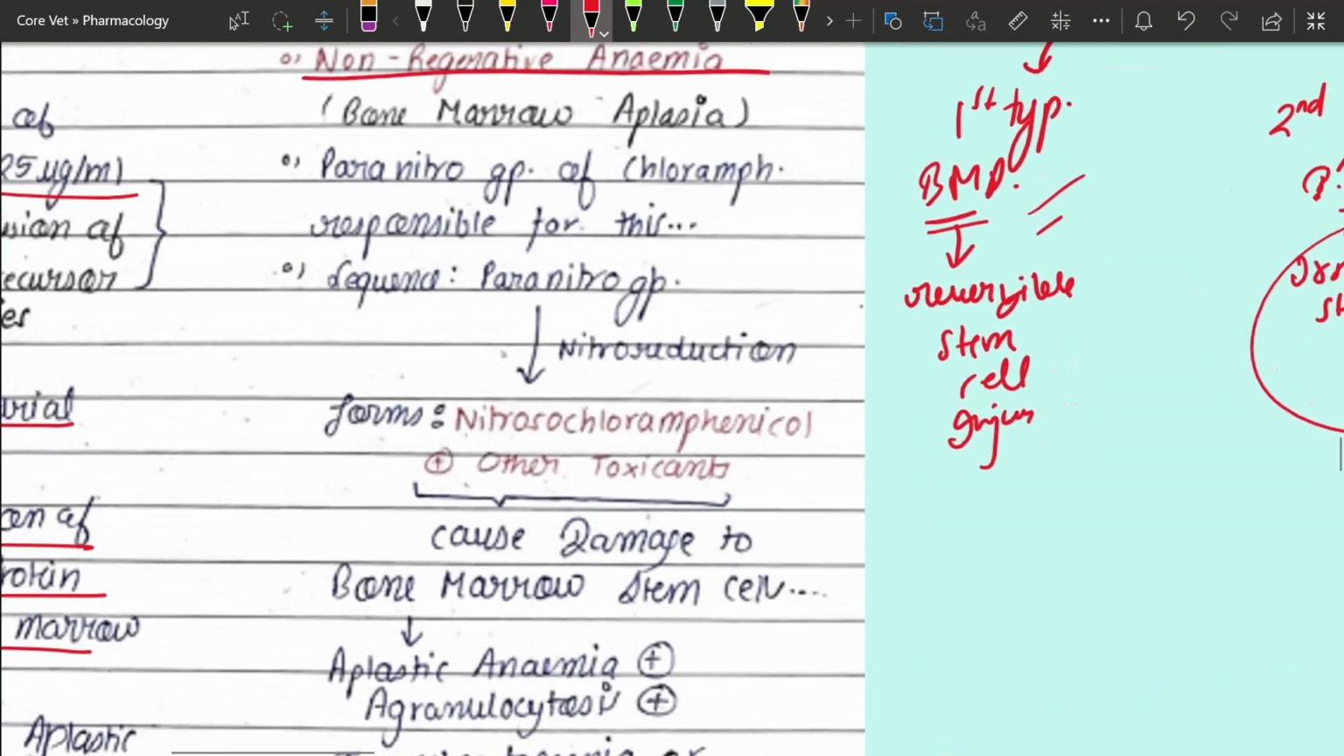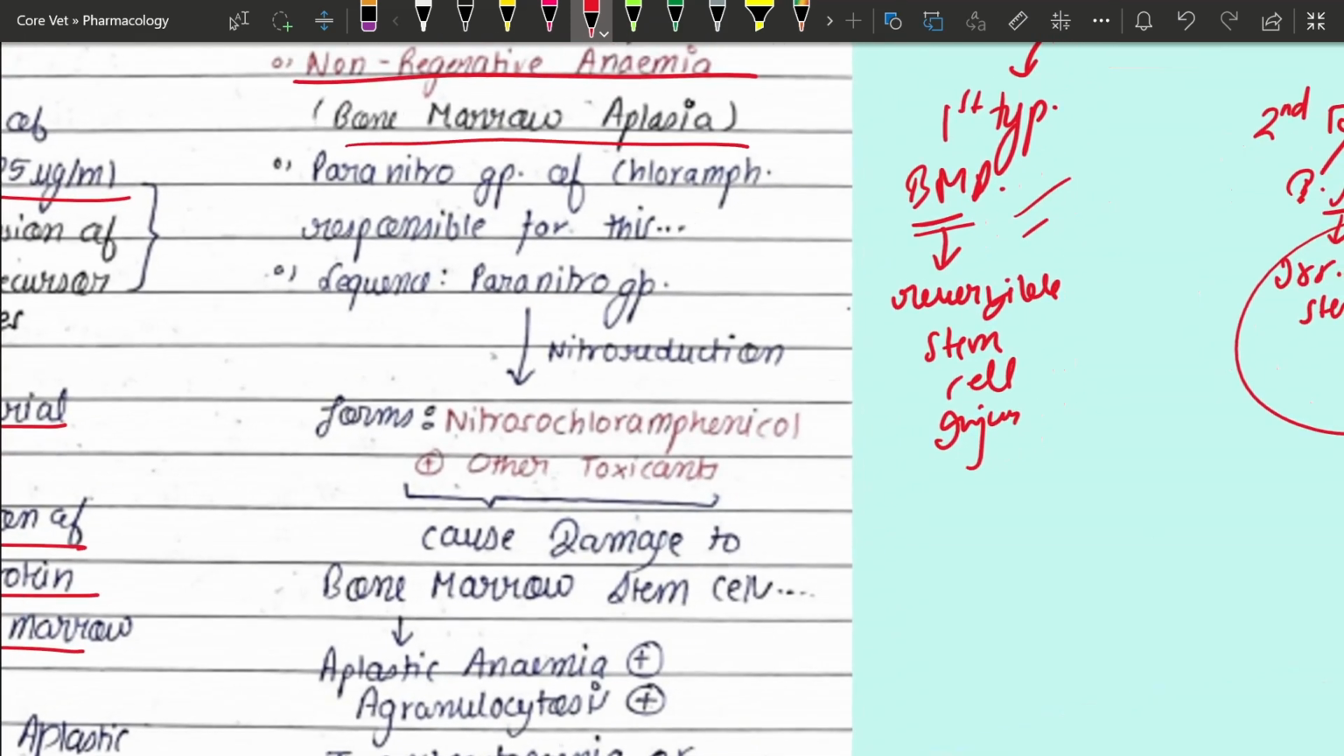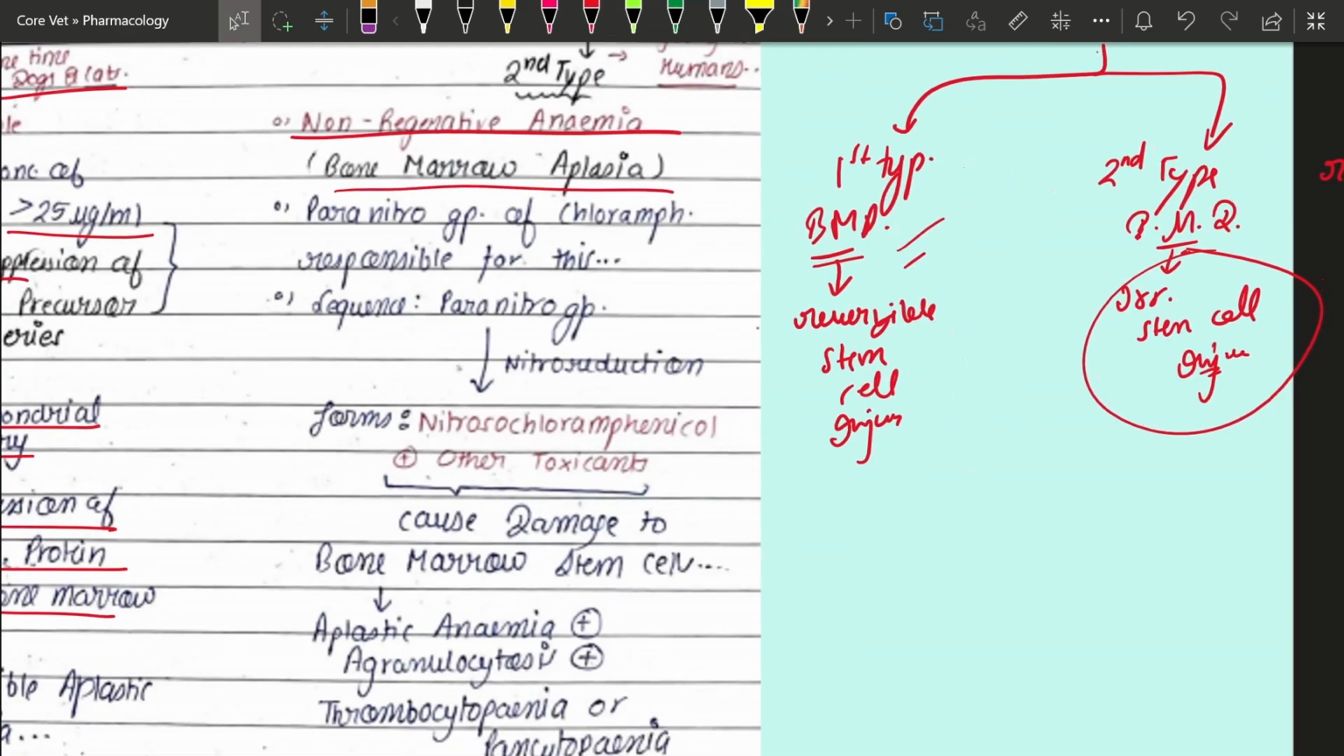If we talk about the second type, bone marrow aplasia would be there. Why? I had told you in the starting itself that in the structure of chloramphenicol there was a nitrobenzene moiety. That nitrobenzene moiety was responsible for the antibacterial activity. That was fine. But it was also responsible for the adverse effect, the bone marrow depression. Why? Because the para-nitro group undergoes nitro reduction and leads to the formation of nitrosochloramphenicol and other toxic products. This will lead to permanent damage to the stem cells, meaning an irreversible cell injury.